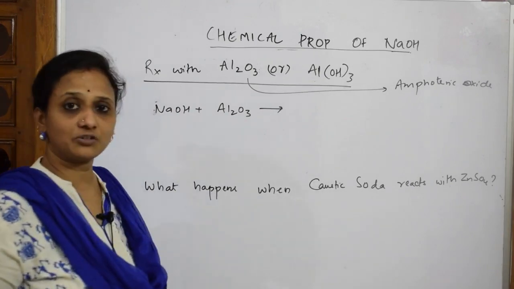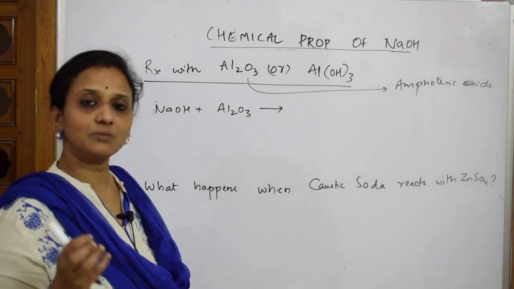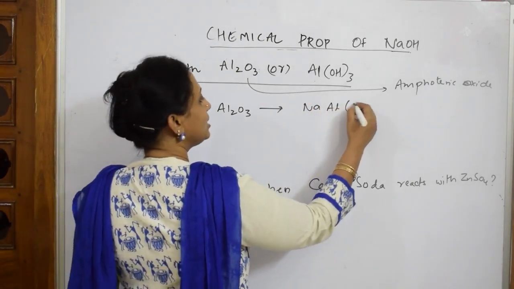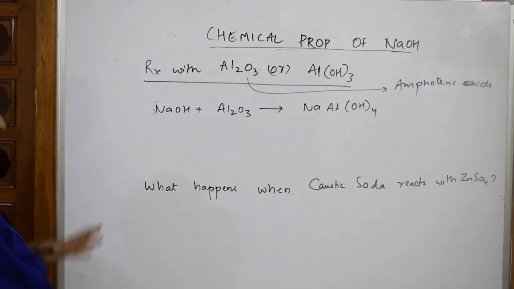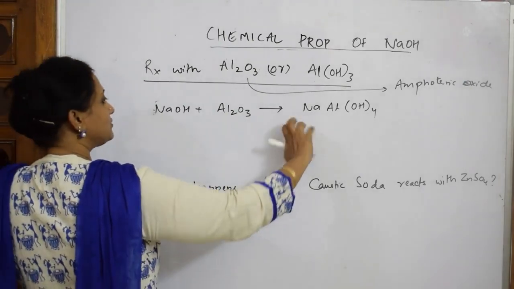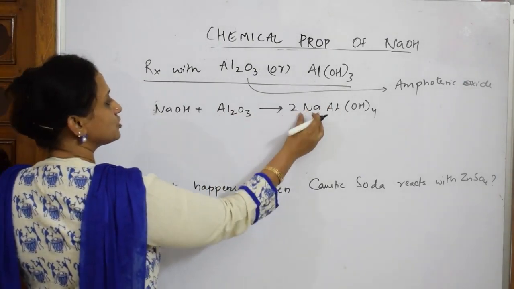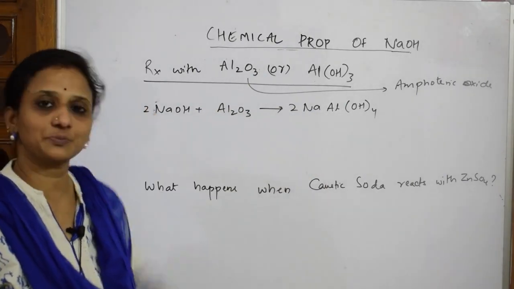As I said, an amphoteric oxide combines with both. When it combines with the base, it's going to form a salt. What is that salt? The salt is NaAl(OH)4. This is your complex salt. Now aluminium is 2, so 2, and sodium is 2, so 2. This is the compound formed. You remember this product now.